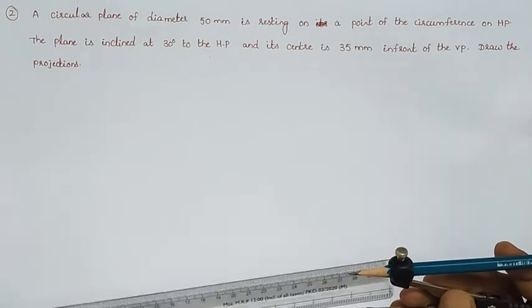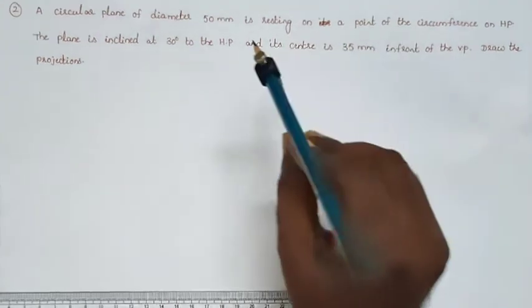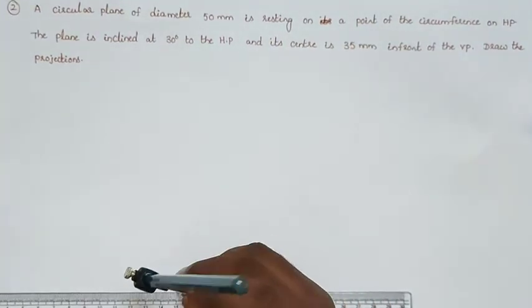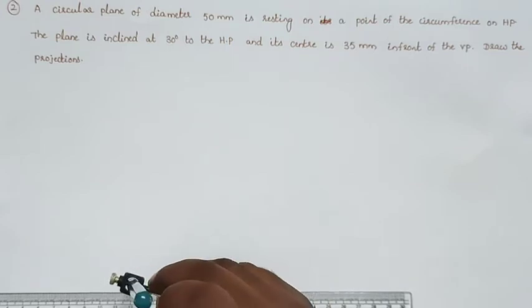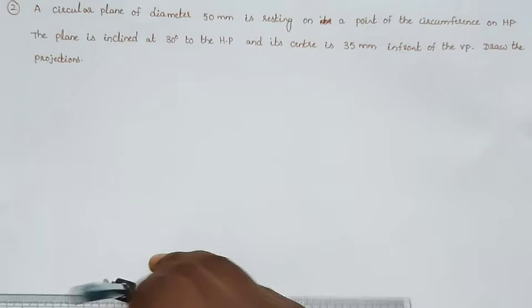First I am drawing the top view. After drawing the top view, I am locating the center here, because they are giving that its center is 35 mm in front of the VP. So take a 25 mm radius and construct a circle initially.